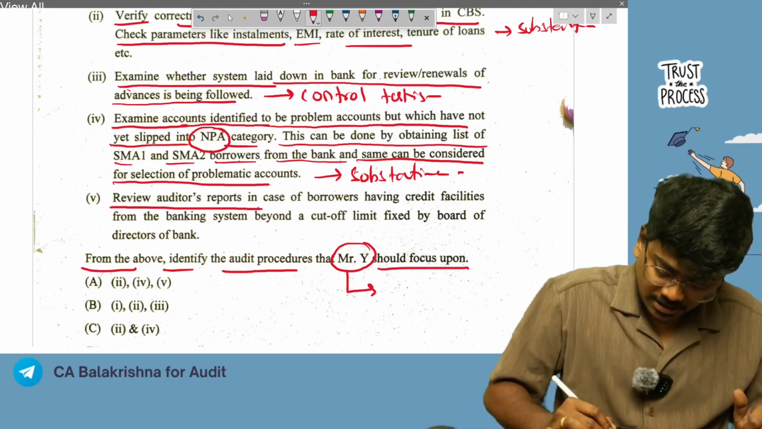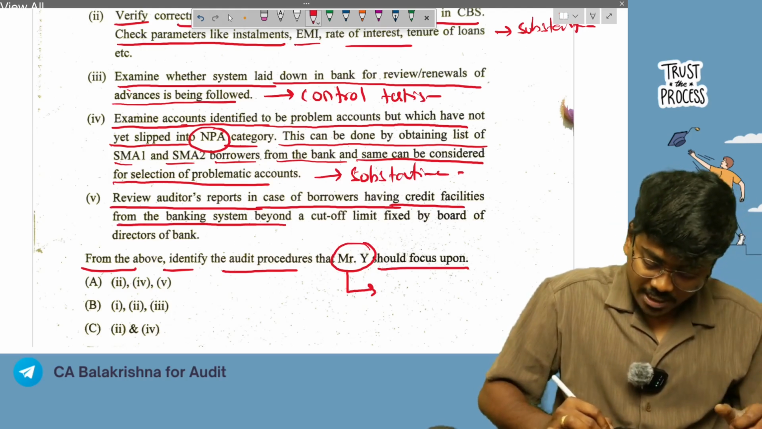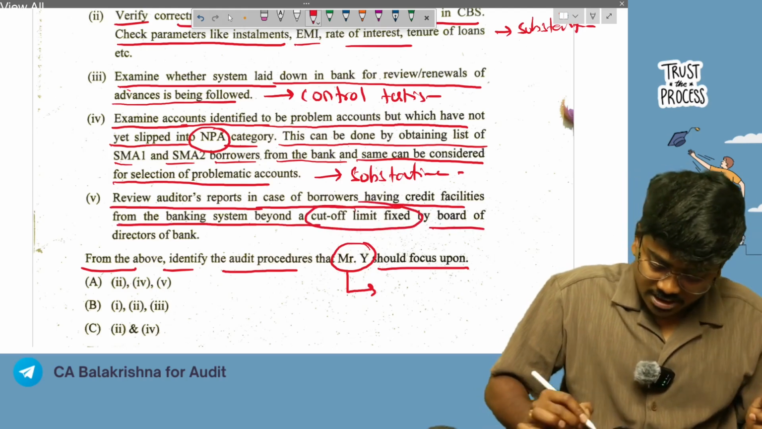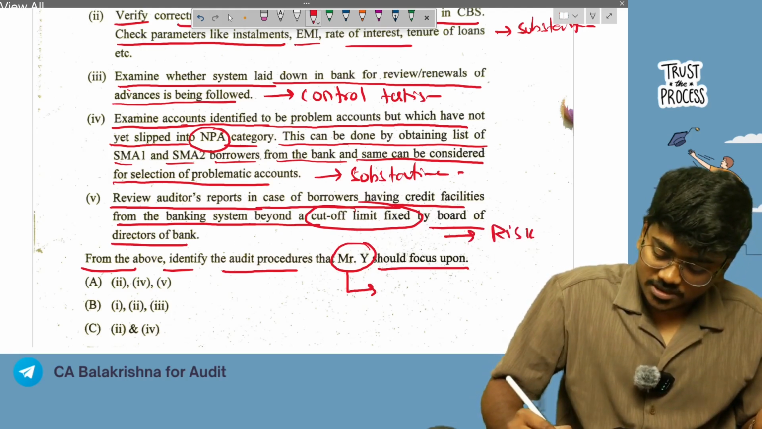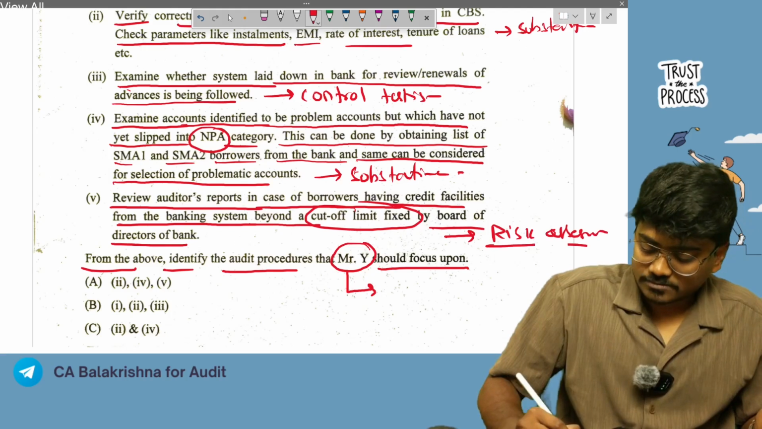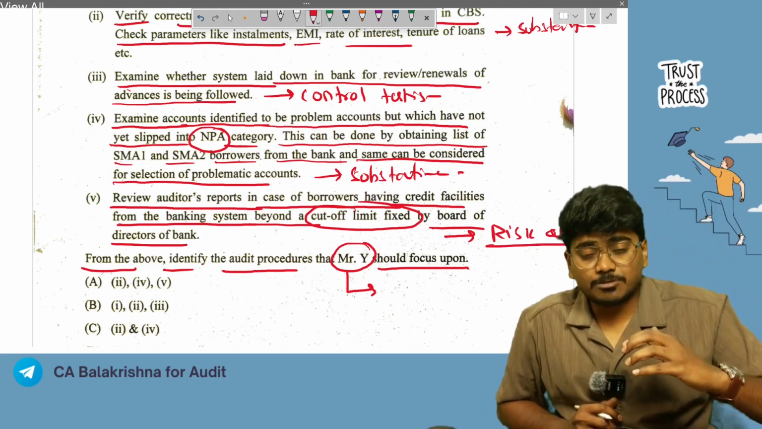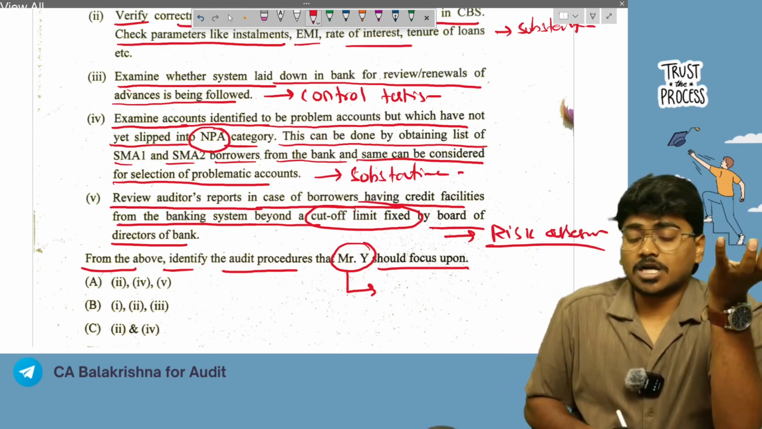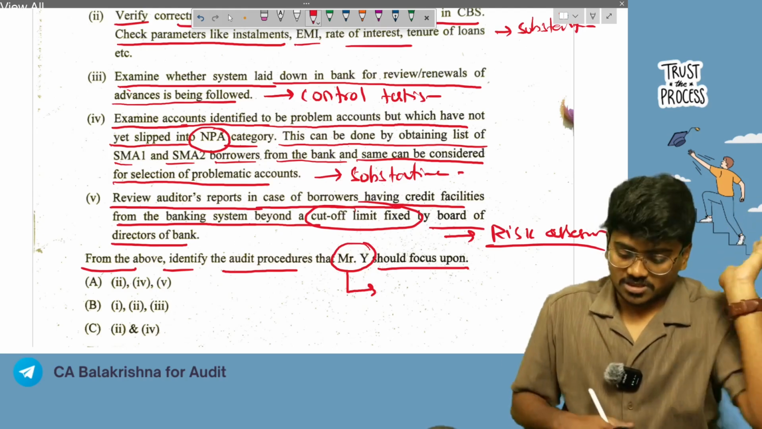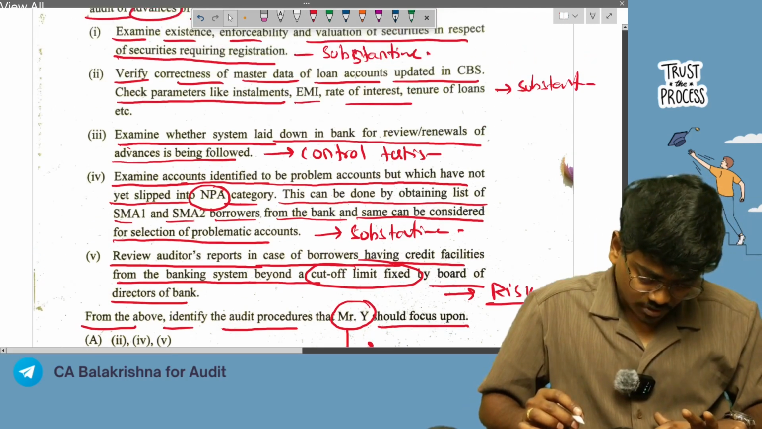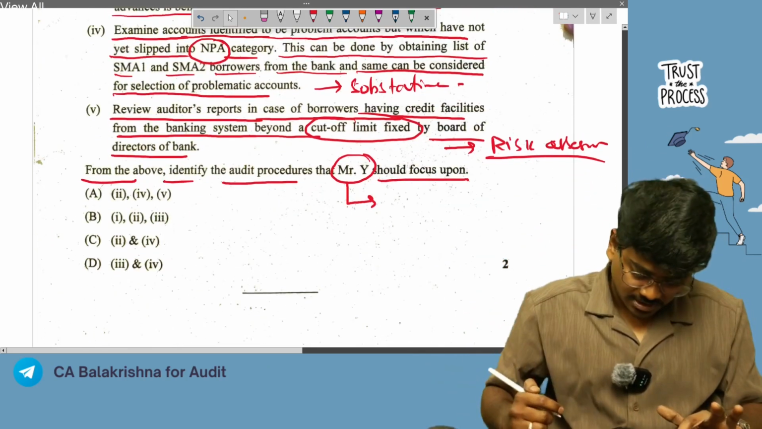Review auditor's report in case of borrowers having credit facilities from the banking system beyond cutoff limit fixed by board of directors of bank. This becomes a risk assessment procedure. Okay, because those borrowers whose credit limit is beyond the cutoff limit fixed by the bank, you are verifying. So that is risk assessment procedure. So in this situation, 1, 2, and 4, these 3 are substantive procedures. Let us see the options.